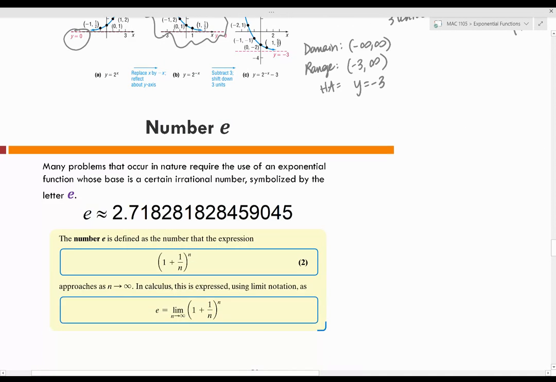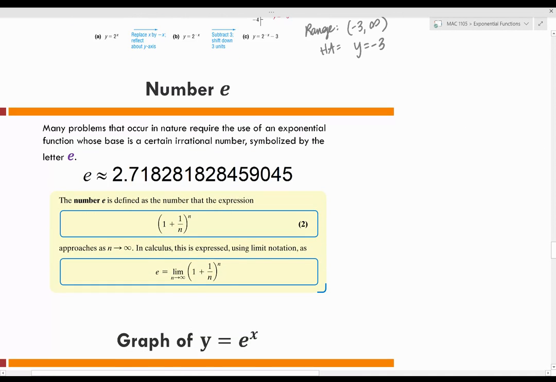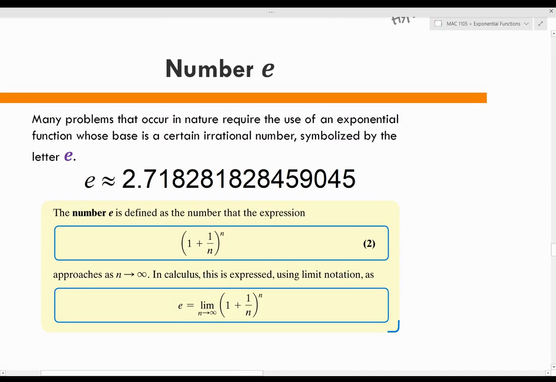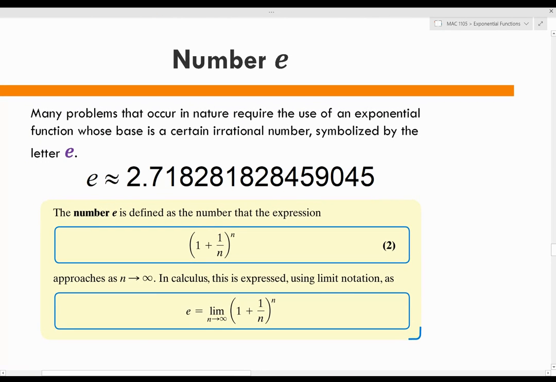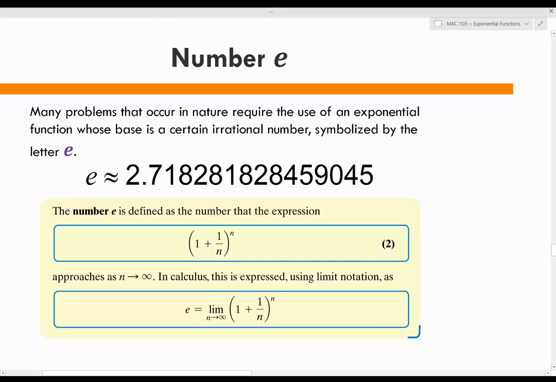All right. Let's look at the number e. You're going to see e a lot when you're dealing with exponential functions. It says many problems that occur in nature require the use of an exponential function whose base is a certain irrational number symbolized by the letter e. So e for us is 2.71828182845904. It's a non-ending decimal. You do have an e button on your calculator, so I don't expect you to memorize the number.